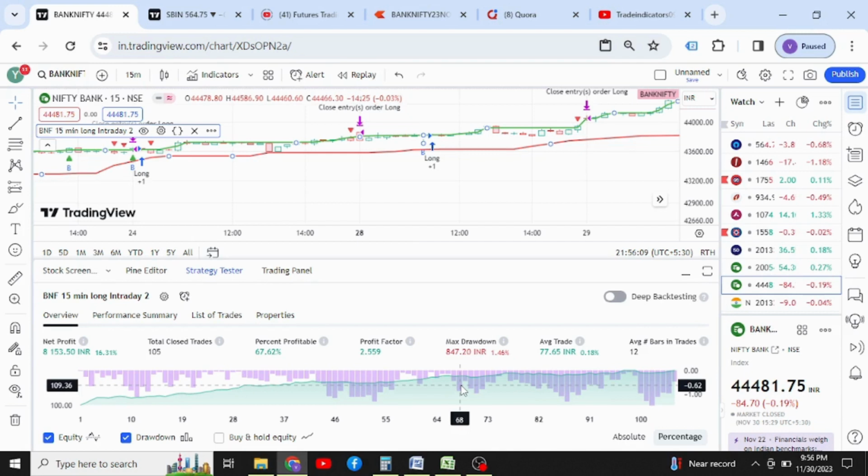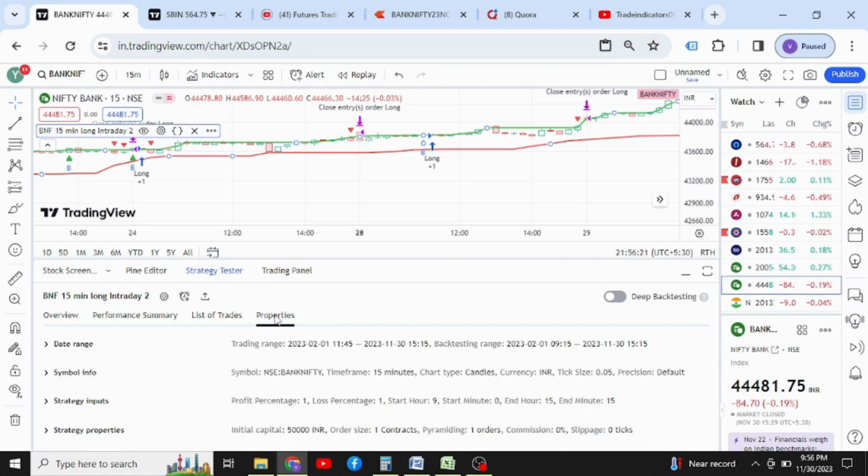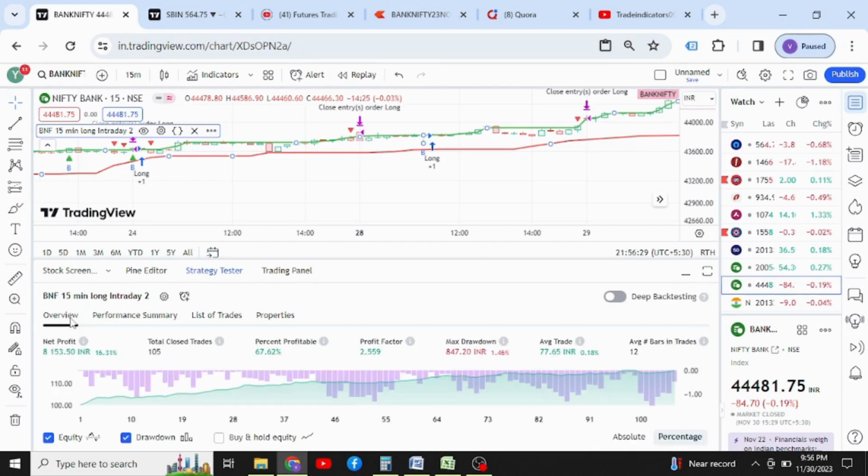Now if you see over here, I'll take you through the overview first. The net profit is this much, and the total closed trades are 105. Before that, let me tell you the time period of the trading range. That is from 1st Feb 2023 till date, so you can say 11 months. In 11 months it has generated 105 entries.